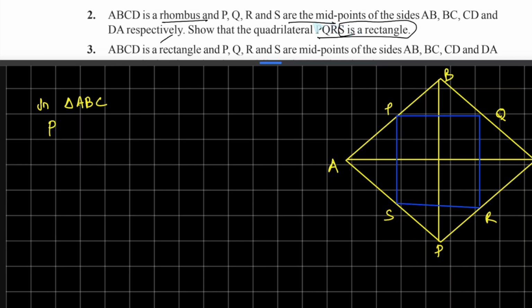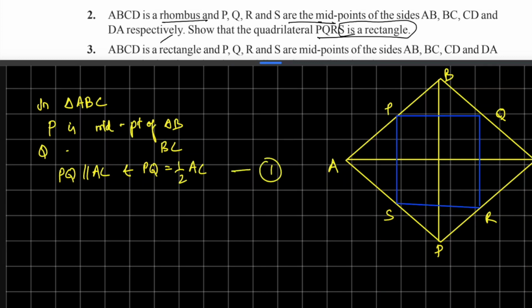As you can see, P is a midpoint. It is already given in the question that P, Q, R are the midpoints of the respective sides. P is the midpoint of AB, given, and Q is the midpoint of side BC. So by applying the midpoint theorem, we can say that PQ is parallel to AC, and also PQ is equal to half of AC.